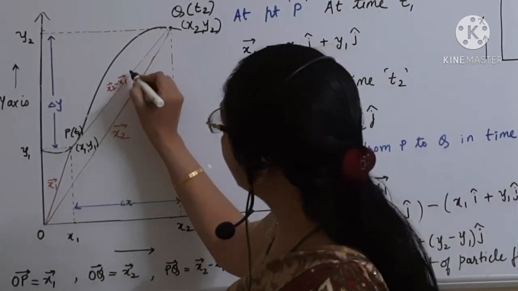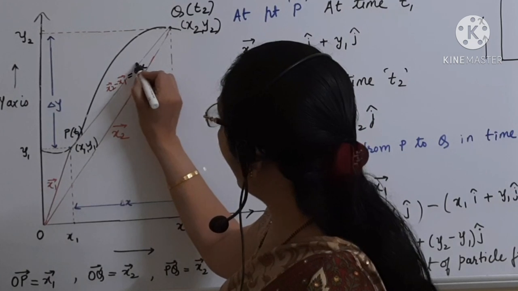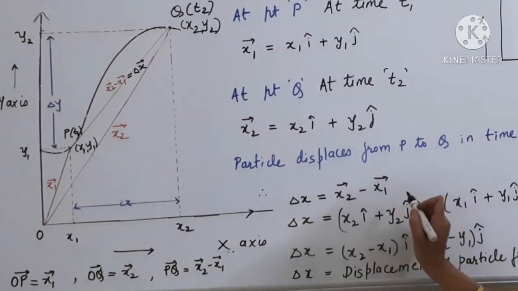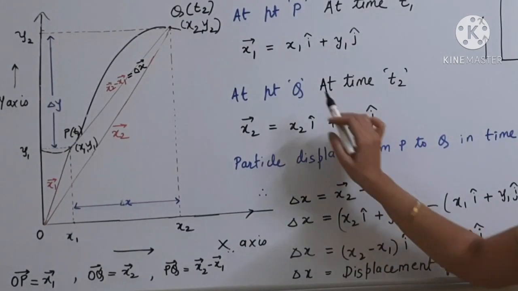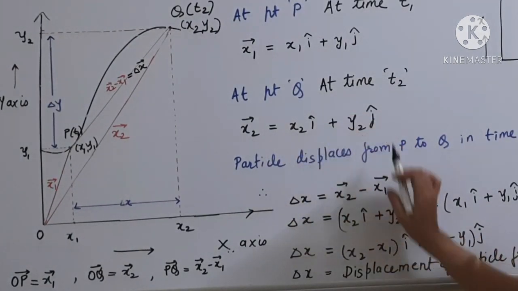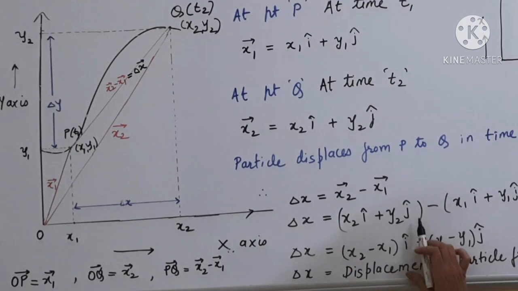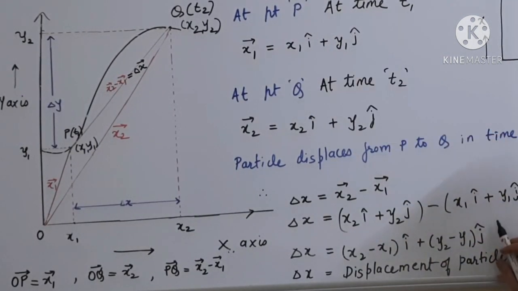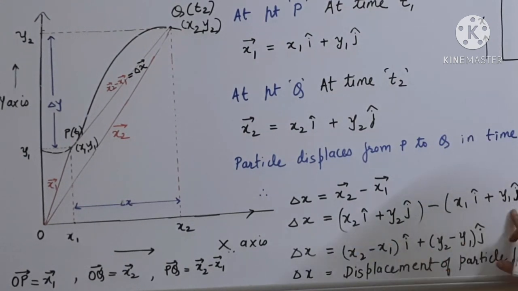So x2 minus x1 is equal to delta x. So delta x is equal to x2 minus x1. So what is x2? x2 is x2i plus y2j. So we have written here x2i plus y2j. And what is x1? x1 is x1i plus y1j. So we have written this x1. So this is x2 and this is x1.